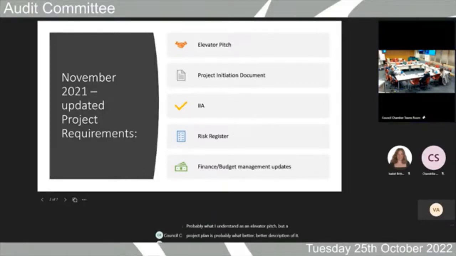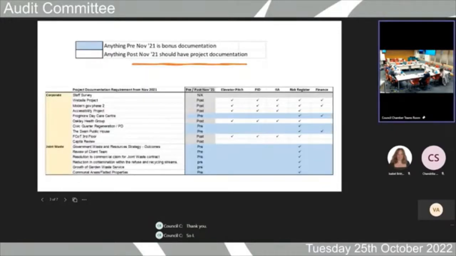Okay, thank you. So I started to look at all of the documentation, and obviously this documentation would have been for the projects from November 21, because this was when the policy was implemented. So this isn't the finished outturn, this isn't the finished outcome of that management review. This is my progress to date.